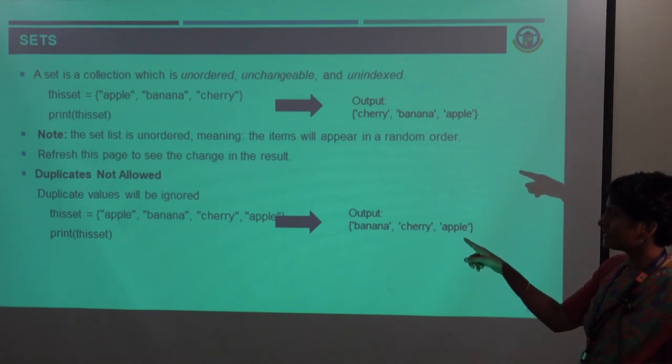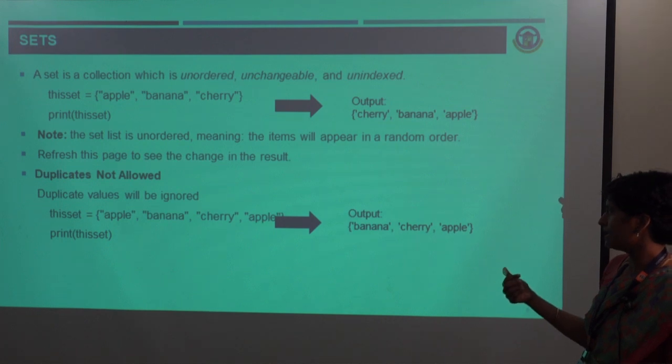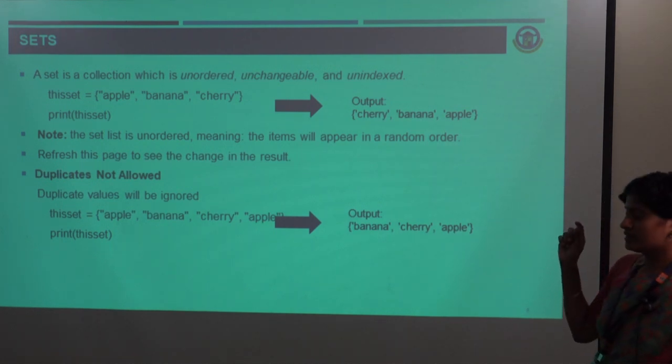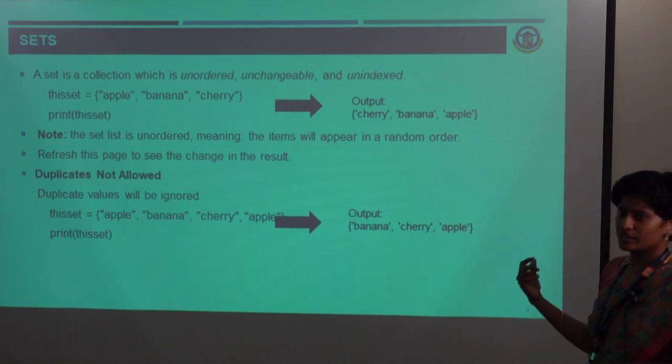So here, inside the set, we have given apple, banana, cherry, and then apple again. While we are running this program, it will remove the duplicate values and print banana, apple, and then cherry.